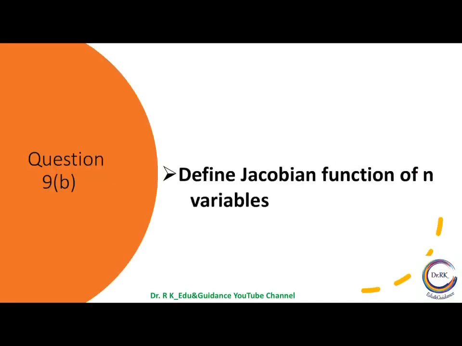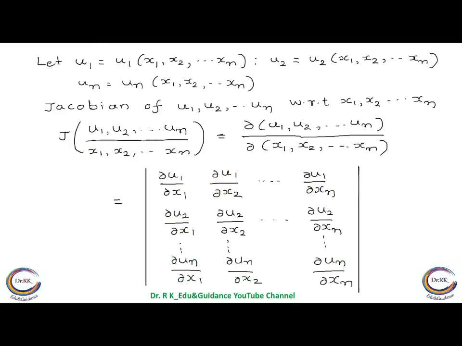So next is define Jacobian function of n variables, right? N variables. So very simple. It is like what we already discussed in Jacobian. So one is we have to define it for many variables. Let u1 be a function of many variables x1, x2, and so on, xn. Similarly, u2 is a function of x1, x2, and so on, xn. Similarly, and so on, un, which is a function of x1, x2, and so on. That means now immediately we understand.